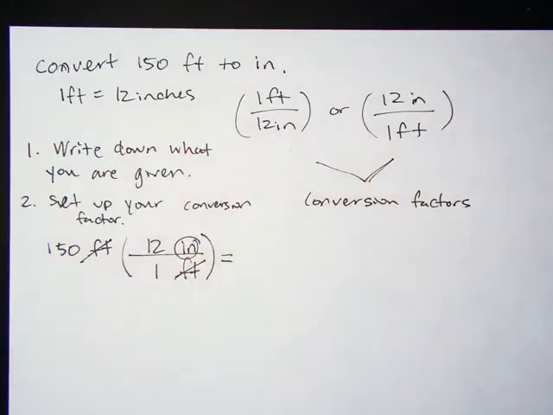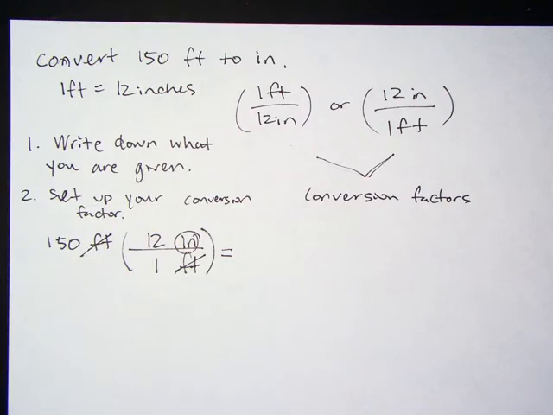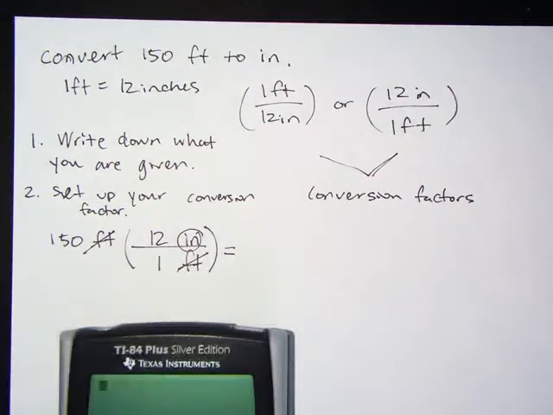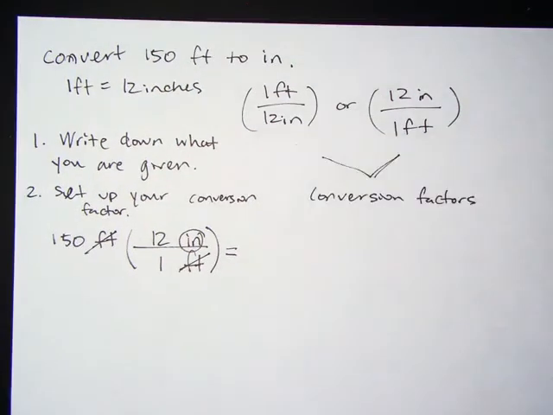And you just do regular math here. It would just be 150 times 12 over 1, or if they were reversed, it would be 150 times 1 over 12, but in this case, it's 12 over 1. So when you plug it in, you can just do 150 times 12. And it equals 1,800.